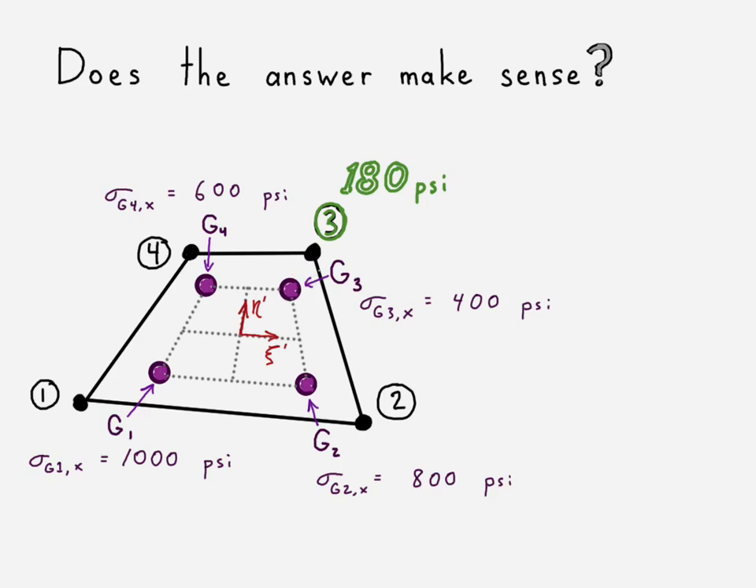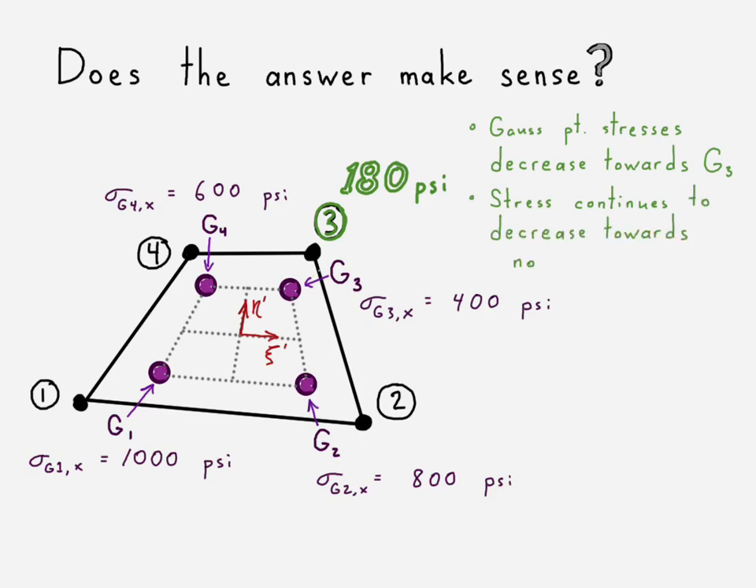At node 3, we see that the Gauss point stresses do decrease towards Gauss point 3, and hence even more towards node 3, right? So it's kind of like 1,000 psi decreases to 400 psi, and it further decreases to 180 psi, pardon me. And so we could assume that it would continue to decrease towards node 3. It seems like this value should make sense.